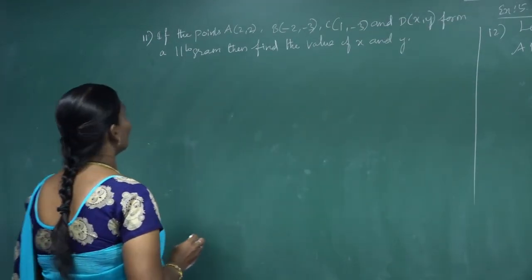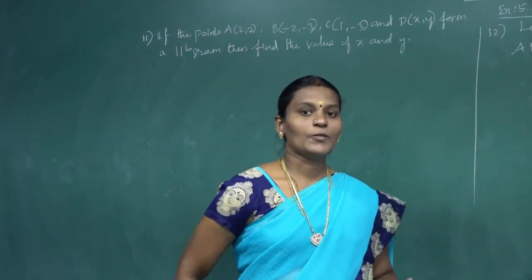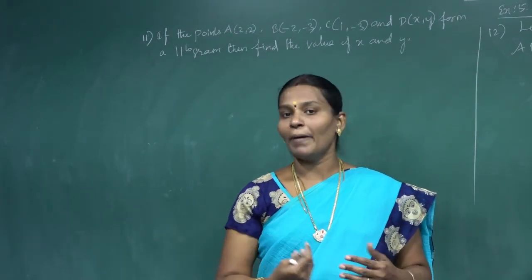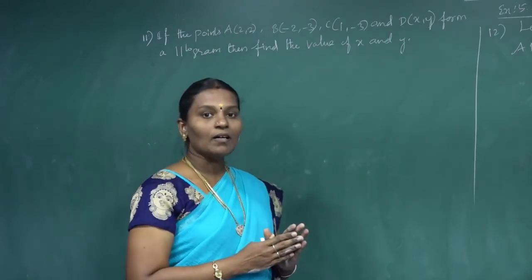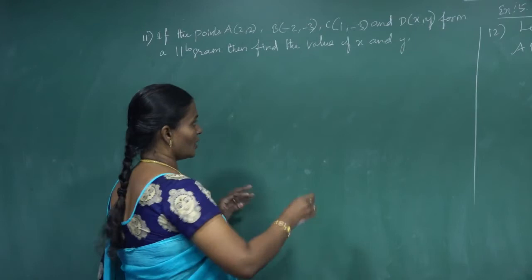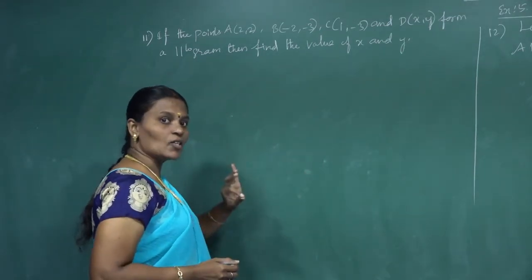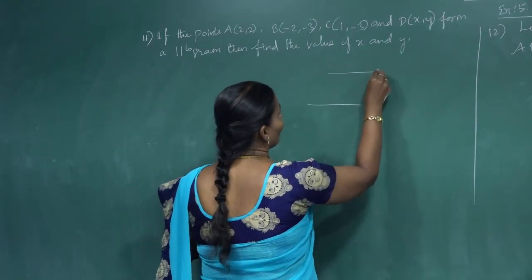Now you know the properties of a parallelogram. The first property is opposite sides are parallel. The second property, the diagonals bisect each other. Now we are going to take the second property, the diagonals bisect each other. See, this is a parallelogram.